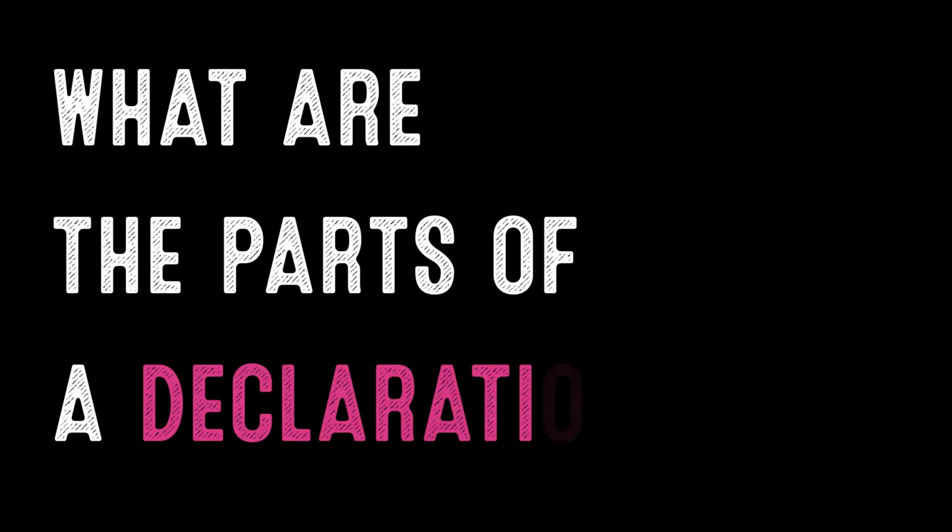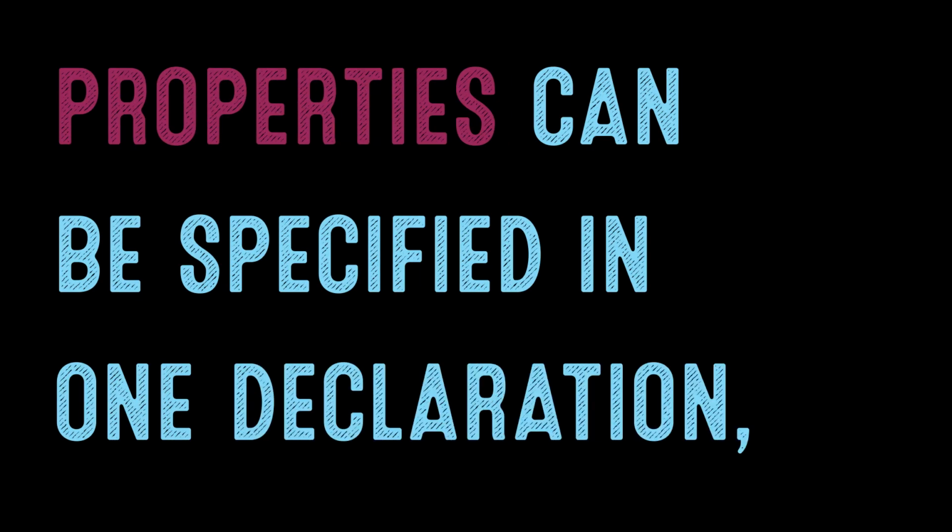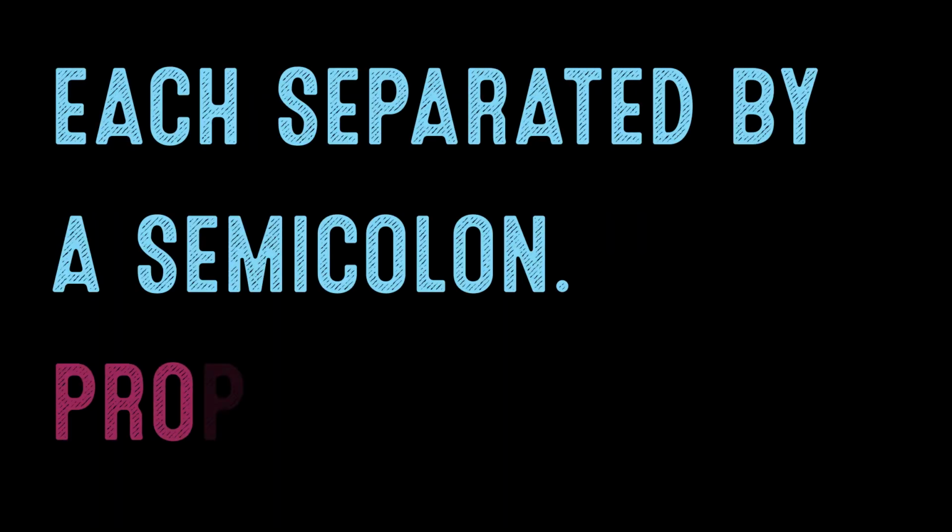What are the parts of a declaration? CSS declarations consist of two parts, a property and a value, separated by a colon. Several properties can be specified in one declaration, each separated by a semicolon.